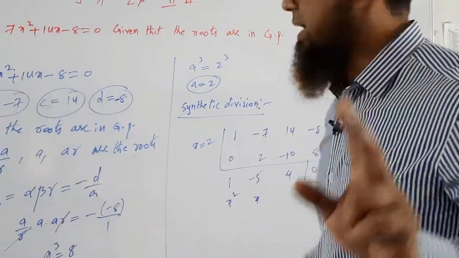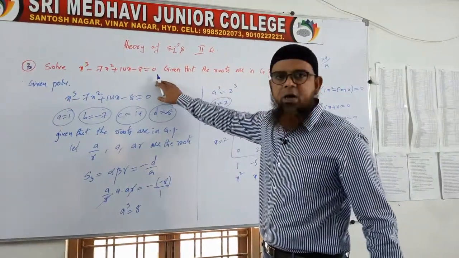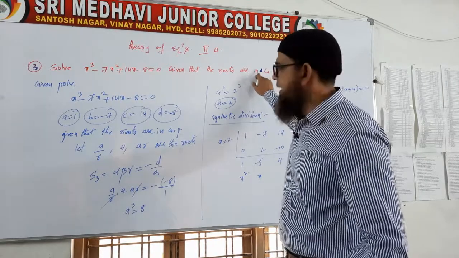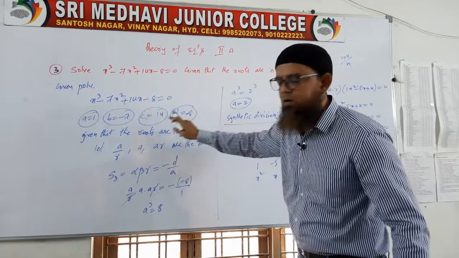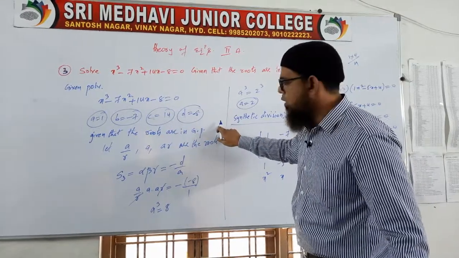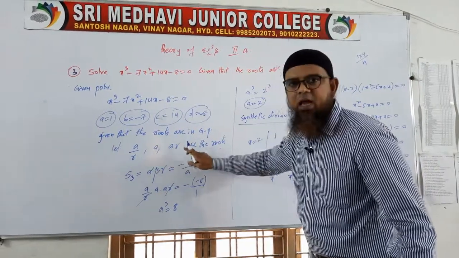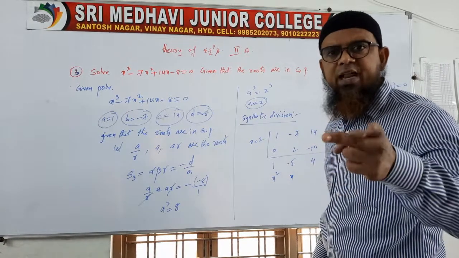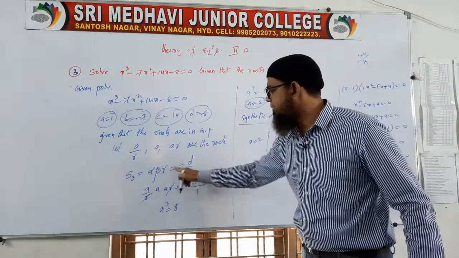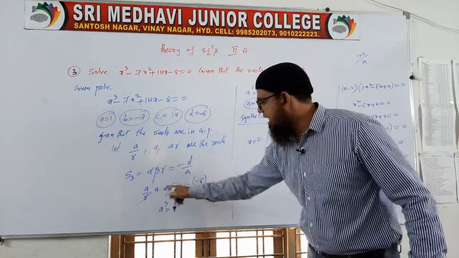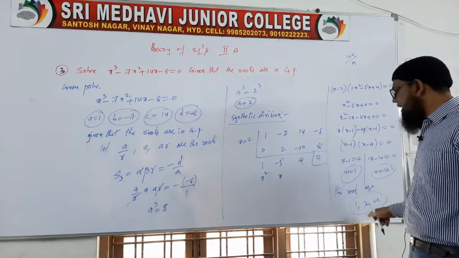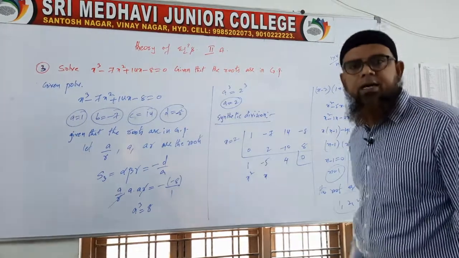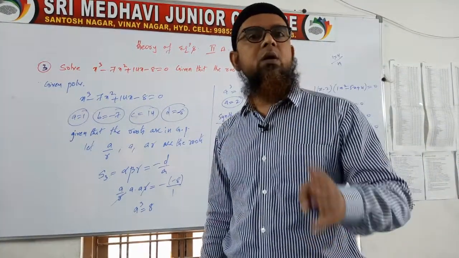So wait a moment, children. See on the board. This is a polynomial. The roots are in GP. Write down the given polynomial, list out a, b, c, d. Given that the roots are in GP, how to take the roots? a by r, a, a r. Which one do we have to apply, S1 or S3? S3. The formula is alpha beta gamma equals minus d by a. r gets cancelled, a cube is 8, a is found, then synthetic division. Split it into factors, you will get the answer. Now see the next problem, problem number 4.